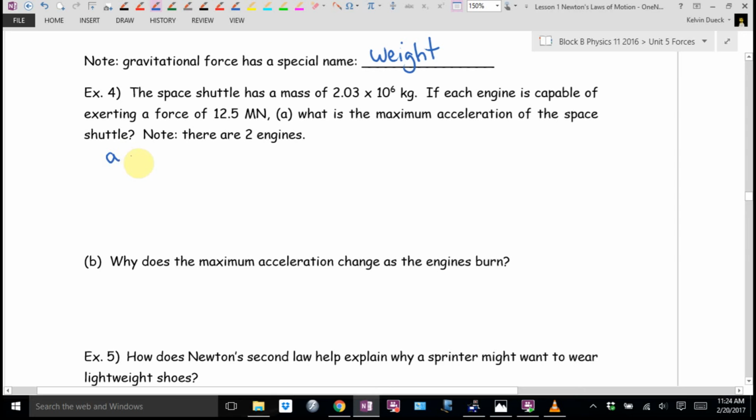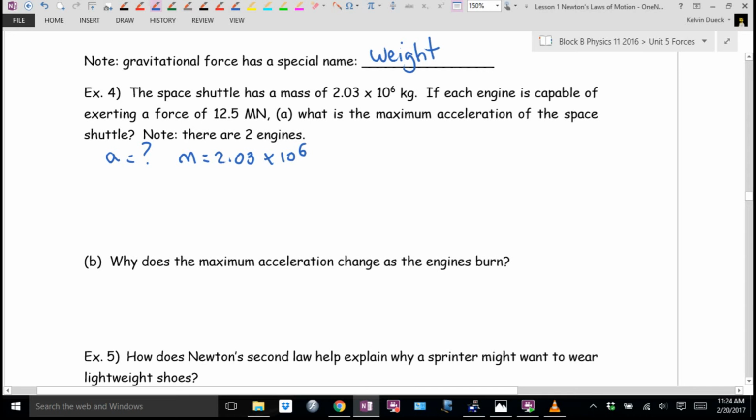Hey, let's go back to our DFIC approach. Let's write A equals question mark. Now, normally when we wrote A equals question mark, we'd be looking for VF and VI and T and D. No. Now we have another way to calculate acceleration using force and mass. Which one do I use? I read the question. What's that 2.03 times 10 to the 6th? How do you know? This is why it's worth memorizing what units go with what. Kilograms is mass. So I can say M equals 2.03 times 10 to the 6th.